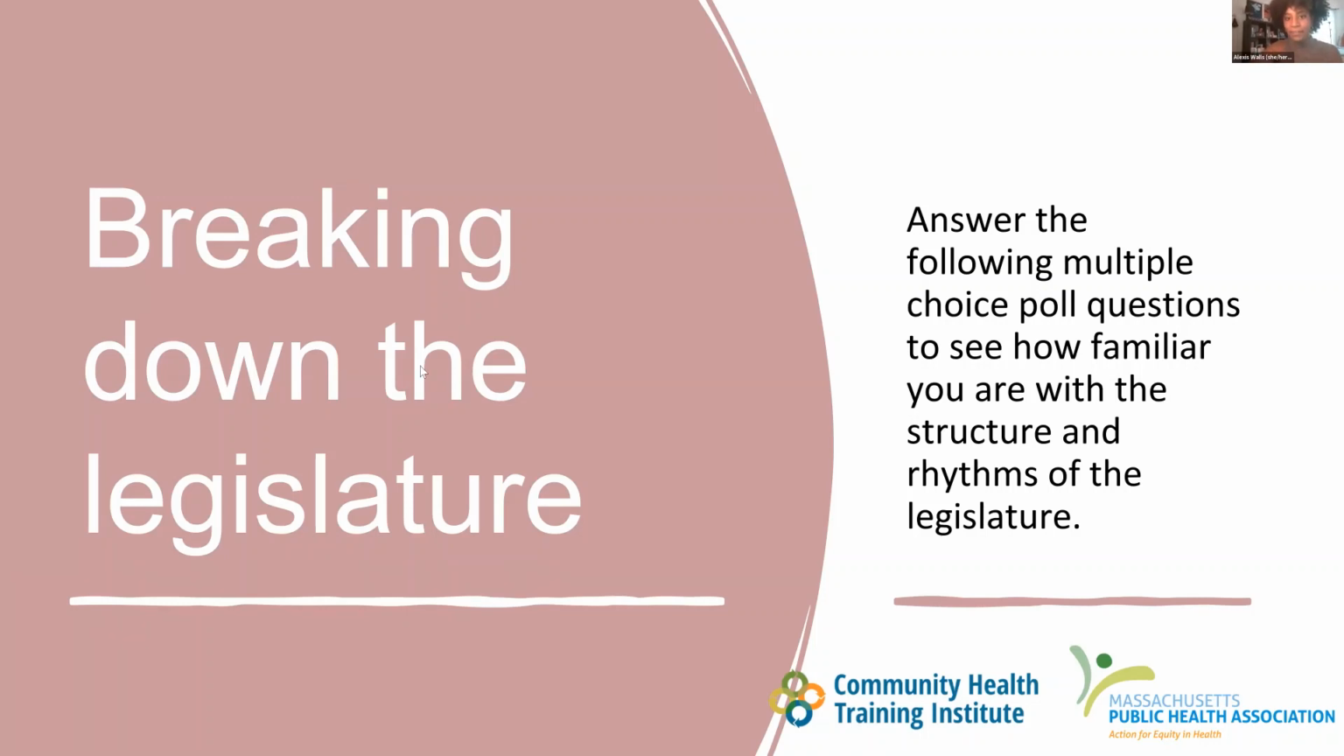So perfect. The poll is up right now. I'm just going to read through the questions and you all can start answering now if you would like. The first question is, how many state reps do we have in Massachusetts? Our second question is, how many state senators do we have in Massachusetts? The third question is, how long is a legislator's term? The fourth is, how often do our legislators meet? And then the fifth is, what is the average base salary for a Massachusetts legislator?